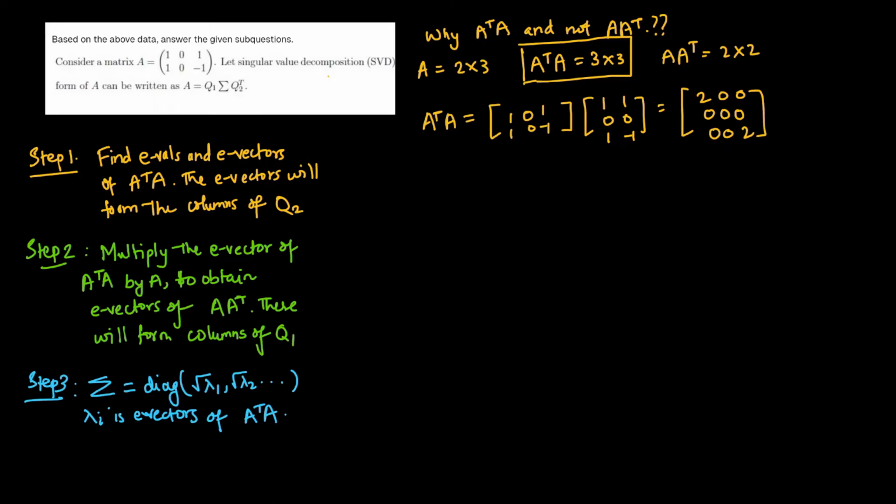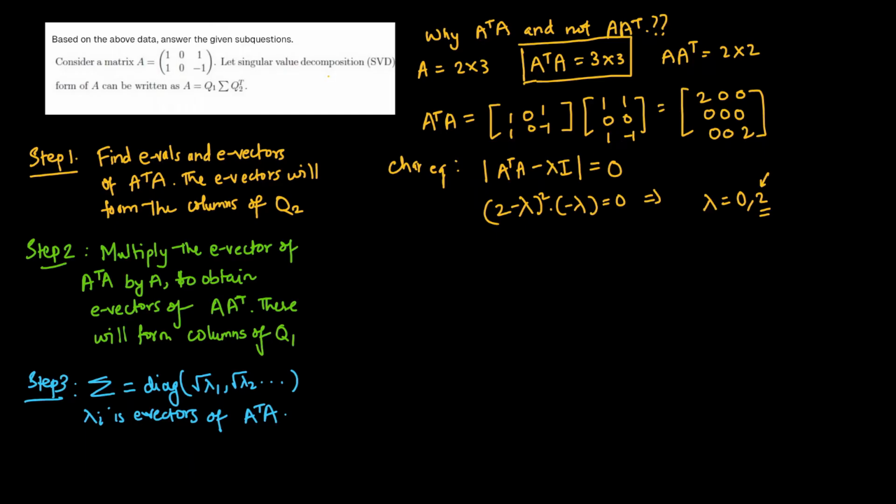Now to find the eigenvalues, what do we have to do? We have to find the characteristic equation of A transpose A, which is nothing but the determinant of A transpose A minus lambda I set to 0, right? Now this will be nothing but 2 minus lambda whole square times minus lambda equal to 0, which means lambda is 0 and 2, right? And 2 has algebraic multiplicity 2, which means 2 is repeated twice, right? So we got the eigenvalues, right?